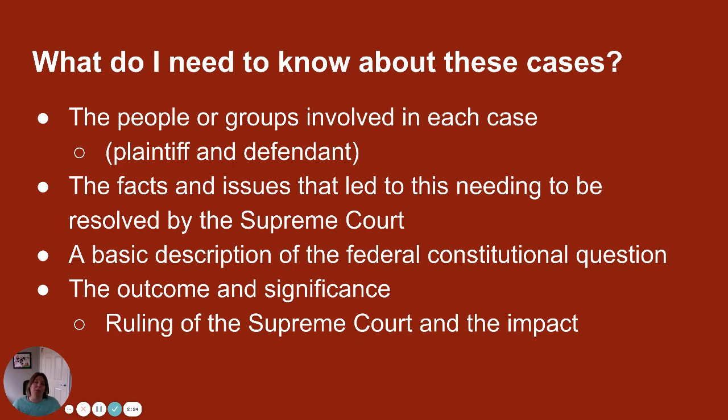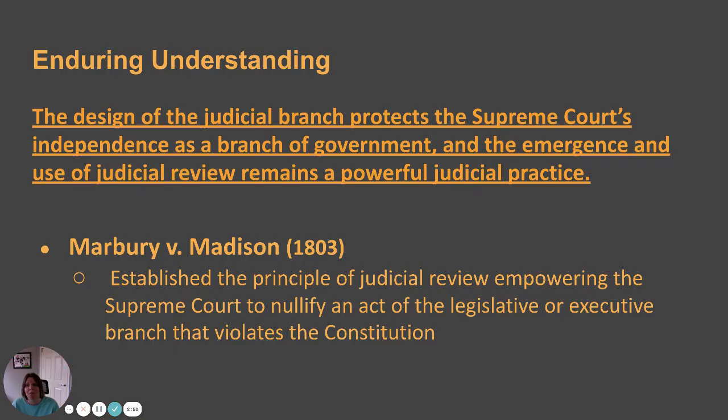So what do you need to know about these required cases then? You need to know the people or groups that were involved in each case, the plaintiff and the defendants, and the facts and issues that led to this needing to be resolved by the Supreme Court. So how did this case get to the Supreme Court? A basic description of the federal constitutional question. What was the court trying to answer? What were they trying to solve, basically? And then you should also know the outcome and significance. What was the ruling of the Supreme Court and what's the impact on us today?